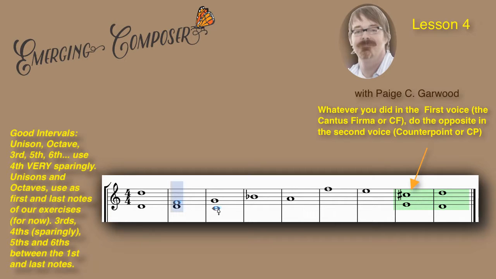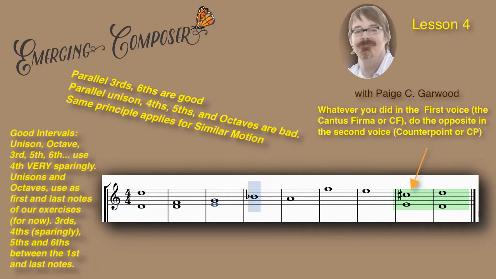Now, next, I'm going to utilize something called parallel motion. I'm going to go to an E. Now, parallel motion is best applied to thirds and sixths. Octaves, fourths, and fifths are to be avoided when it comes to parallel motion. Parallel motion only works for thirds and sixths in our criteria right now when we're writing for two voices. So only do parallel motion if you're doing thirds and sixths.